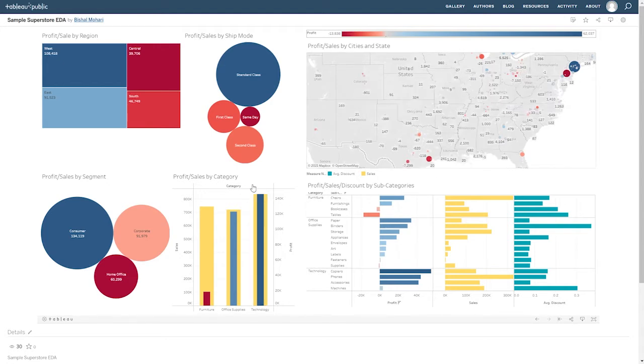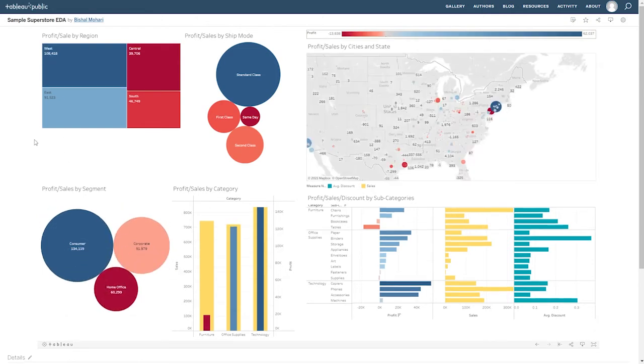We have profit or sales by category. We have furniture, office supplies, and technology as the three categories, and we have sales and profit on either side of the rows. We have profit or sales or discounts by subcategories, which are basically the subcategories of our categories, that is furniture, office supplies, and technology. And we are defining our profit, sales, and average discount for the subcategories, basically in order to understand in which areas we are making losses and profits more efficiently and in a more in-depth way. In profit or sales by segment, we have consumer, corporate, and home office.